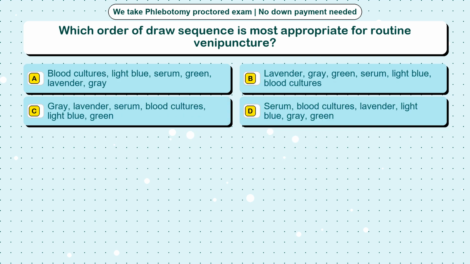Question 76. Which order of draw sequence is most appropriate for routine venipuncture? Option A, blood cultures, light blue, serum, green, lavender, gray. Option B, lavender, gray, green, serum, light blue, blood cultures. Option C, gray, lavender, serum, blood cultures, light blue, green. Option D, serum, blood cultures, lavender, light blue, gray, green.